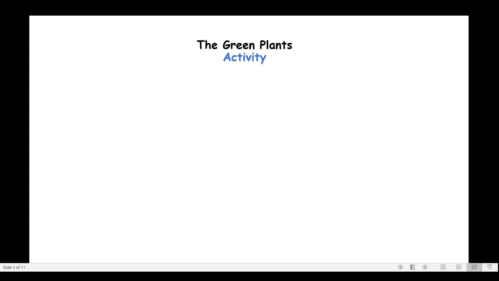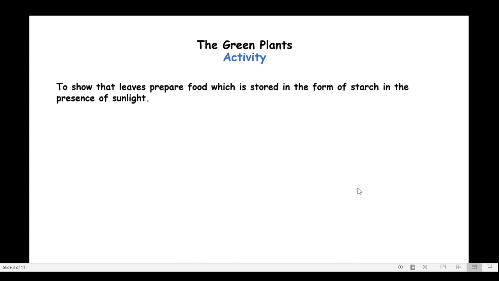Now let us switch over to the activity, and I hope all of you have seen the video on this activity. The activity is to show that leaves prepare food which is stored in the form of starch in the presence of sunlight. So food is prepared in the presence of sunlight, that we'll find out here, and the food is stored in the form of starch. All of you must have seen the link which we sent you earlier.